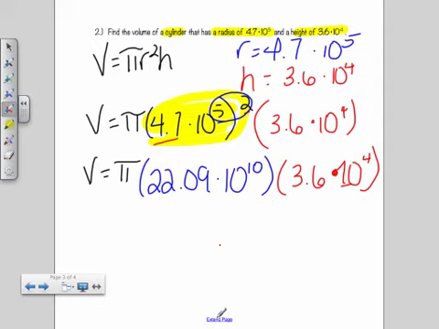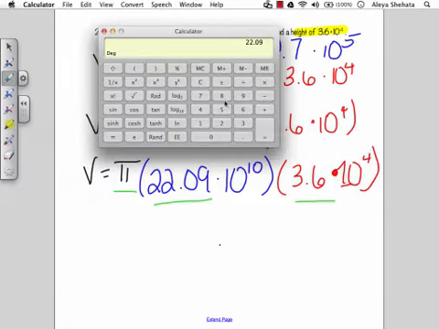All right, so next I need to figure out what all my constants are when I multiply them. Now my constants are my actual numbers, not my bases or my exponents. So I'm going to multiply pi by 22.09 by 3.6. So let's go ahead and grab our calculators and do that again. I'm going to type in pi times 22.09 times 3.6 equals 249.83, and so on and so forth.